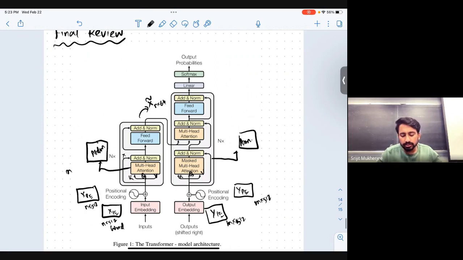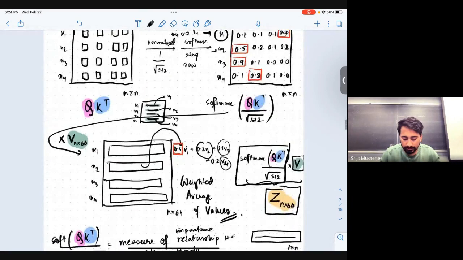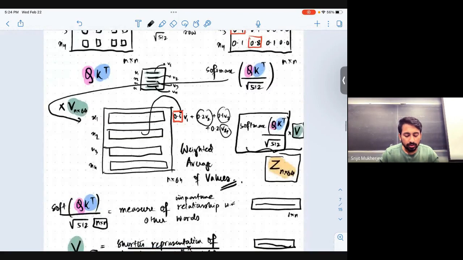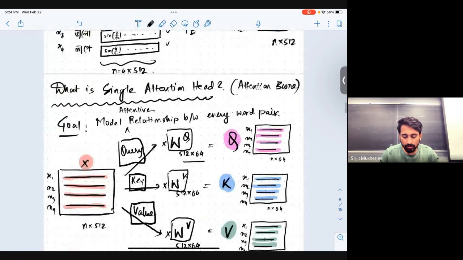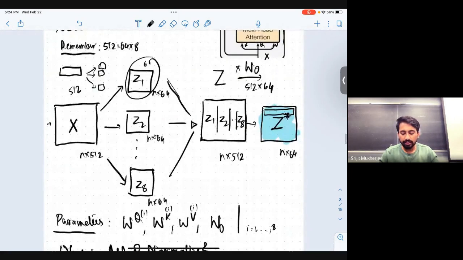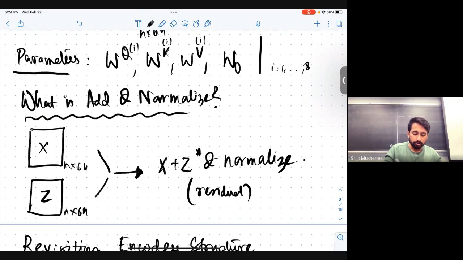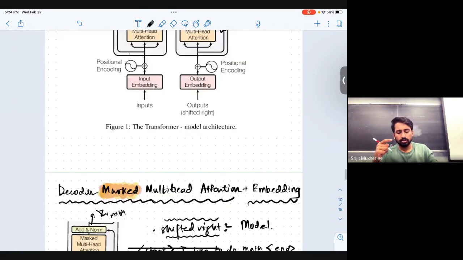And then again X is added. I think there's a small error here where I talked about X plus X star, adding and normalizing. The X was essentially n cross 512. I think it's added to the actual Z and then normalized. Both are 512 dimensional, and that's exactly why it's done and then normalized. Okay, and then the weight comes up. So there's a small error. I apologize for making this error, but I hope you understood the basic idea of it.